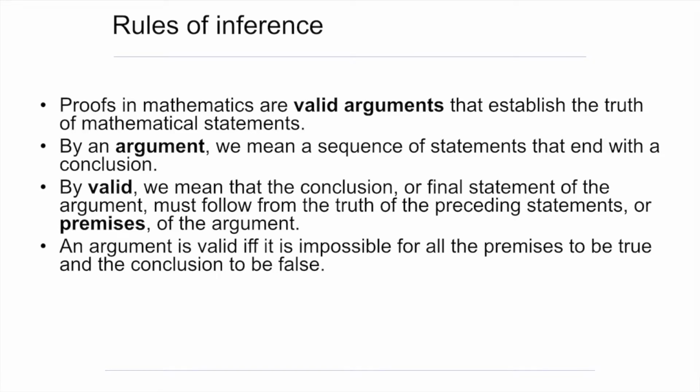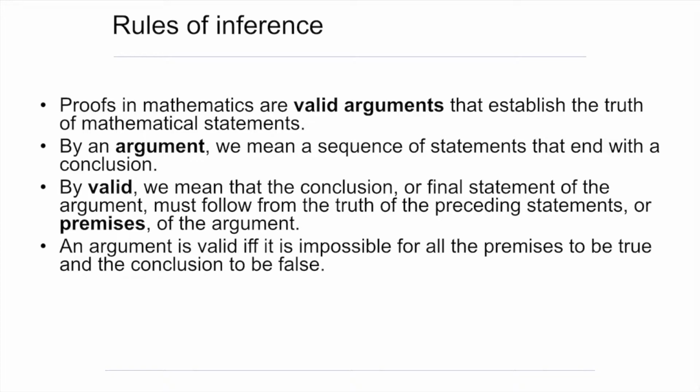Proofs in mathematics are valid arguments that establish the truth of mathematical statements. By an argument we mean a sequence of statements that end with a conclusion. By valid, we mean that the conclusion or final statement of the argument must follow from the truth of the preceding statements or premises of the argument. An argument is valid if and only if it is impossible for all the premises to be true and the conclusion to be false. In this case, we are talking about valid arguments in mathematics.